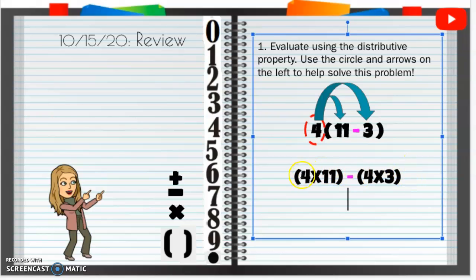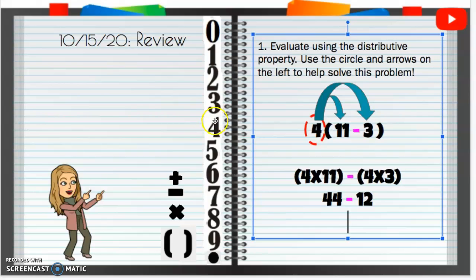What is 4 times 11? Oh yeah, that's 44. Now, this subtraction, we are going to keep it. We are going to keep that subtraction. Now, what is 4 times 3? Oh, that's 12. Easy peasy. Now, all we have to do is 44 minus 12.